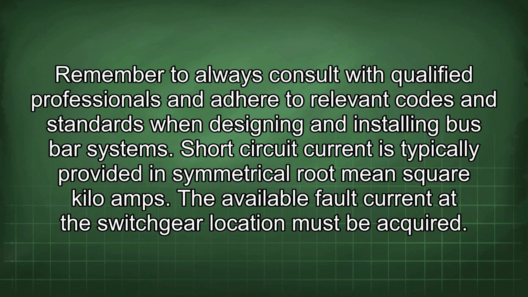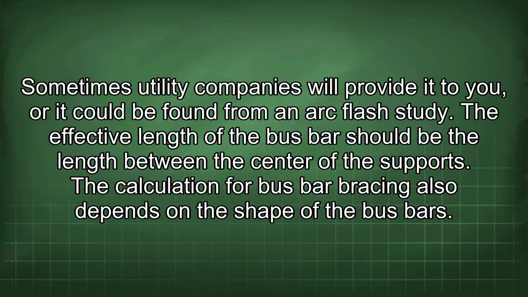Short-circuit current is typically provided in symmetrical root mean square kiloamps. The available fault current at the switchgear location must be acquired. Sometimes utility companies will provide it to you, or it could be found from an arc flash study. The effective length of the bus bar should be the length between the center of the supports.